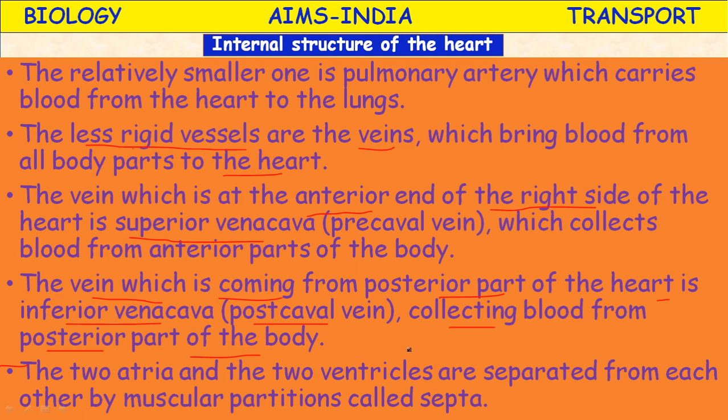So the two atria and the two ventricles are separated from each other by a muscular partition called septa, the two atria and two ventricles. So two auricles are separated by the interauricular septum, two ventricles are separated by the interventricular septum.